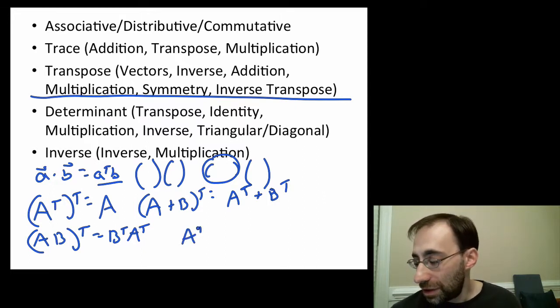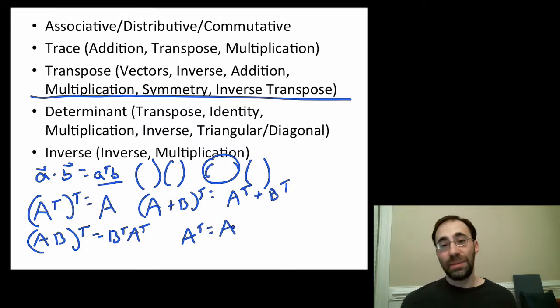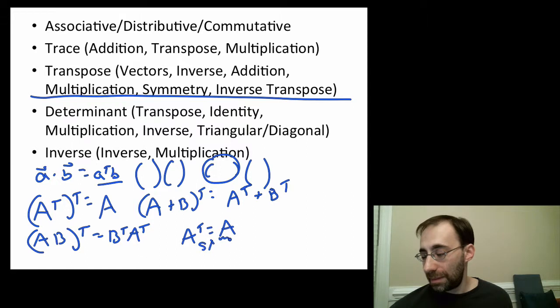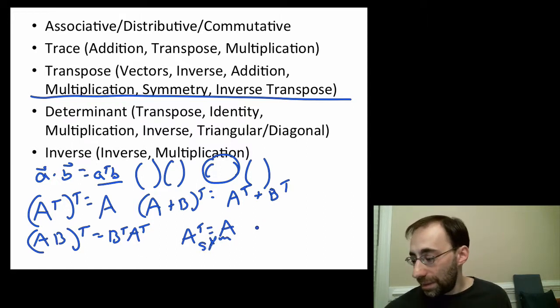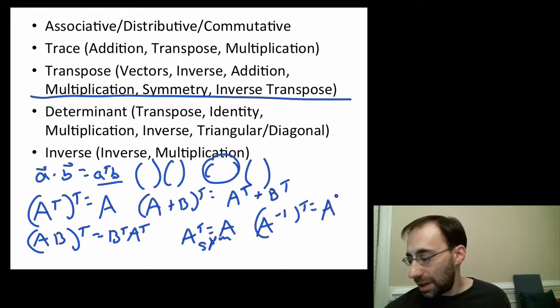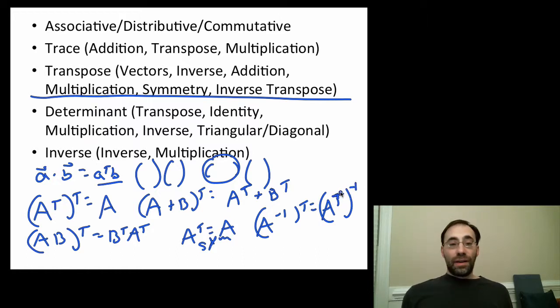We defined earlier a symmetric matrix, one in which the transpose is the same as the matrix. This is a symmetric matrix. And finally, you can flip: if you have A inverse transpose, that's the same thing as A transpose inverse. These things can be switched in order. Okay. There are a bunch of potentially useful transpose properties.